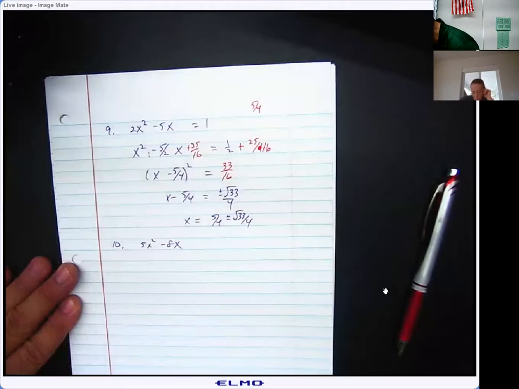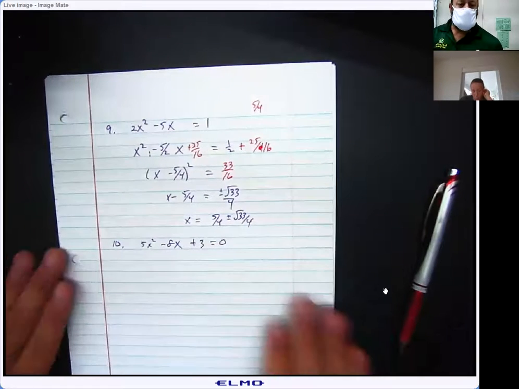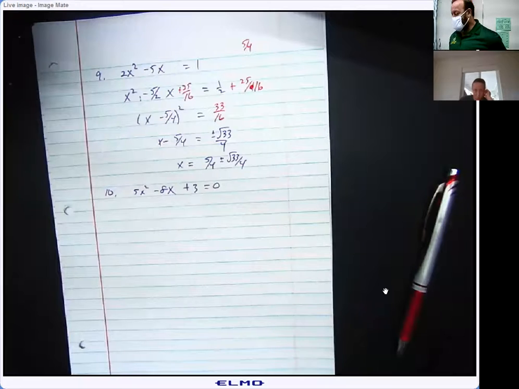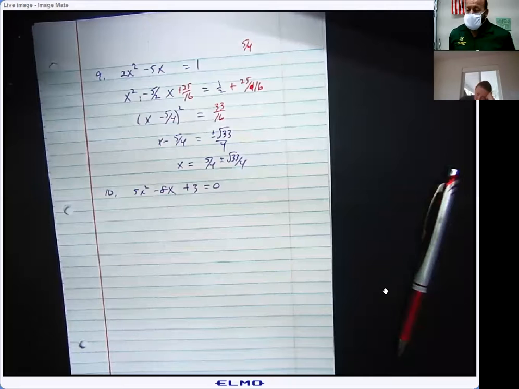5x squared minus 8x plus 3 is 0. Your turn. See if you guys can do one of those problems where you have to tangle with the beast completely. And I will give you more time on this one because it's a little tougher, okay? You're going to have some fractions.